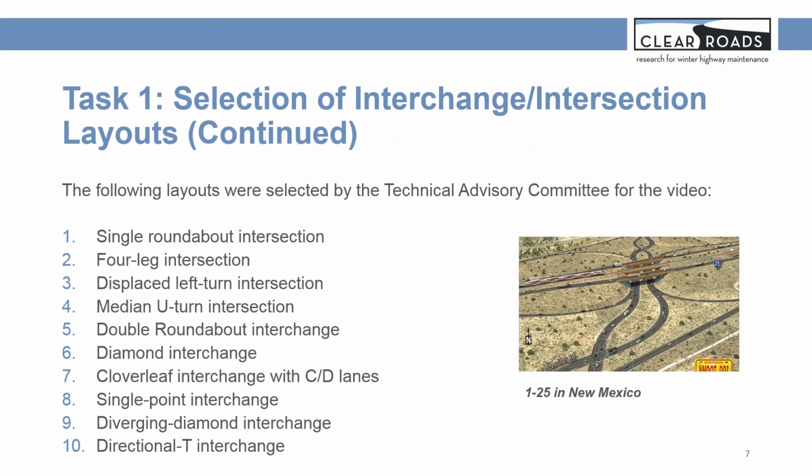First, single roundabout, 4-leg intersection, displaced left turn intersection, and medial U-turn intersection. So there are 4 intersections, and also 6 interchanges. They are a double roundabout interchange, a diamond interchange, a cloverleaf interchange with CD lanes, a single point interchange, a divergent diamond interchange, and a directional-T interchange.